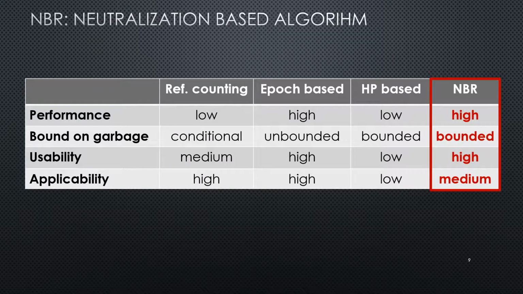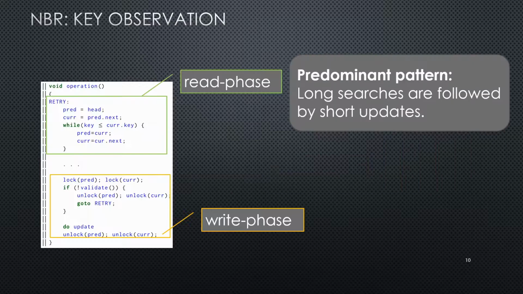Inspired by these problems in the existing algorithms, we proposed a neutralization based reclamation algorithm which has high performance, bounded garbage, is highly usable, and applies to many data structures. Typically, these data structures have a pattern where long searches are followed by short updates. This means the operation has a read phase and a write phase.